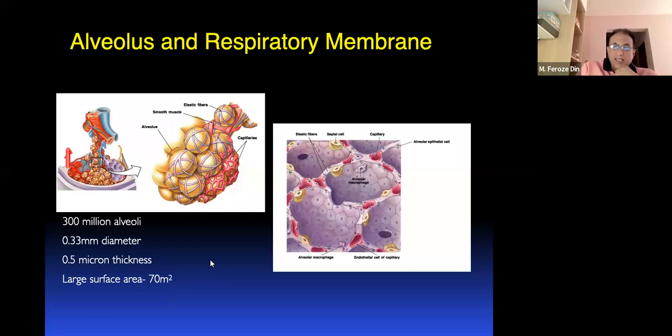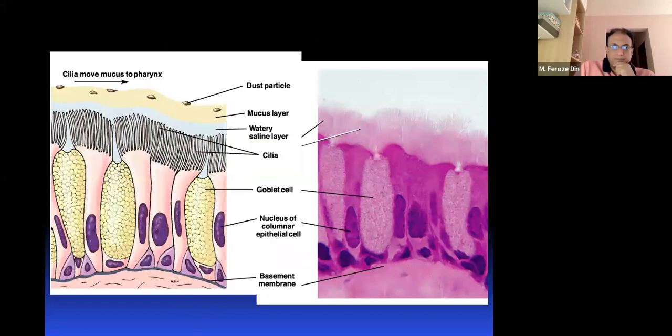And as we shall see, the thinness and the large surface area is an evolutionary adaptation towards assisting in the diffusion of gases.